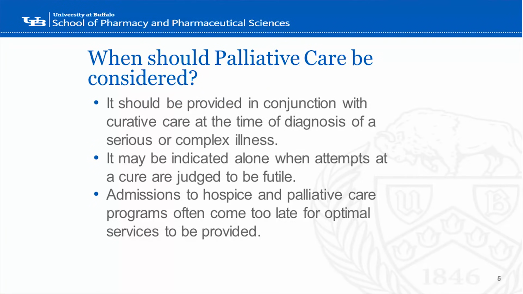So when should palliative care be considered for a patient? It should be provided in conjunction with curative care at the time of diagnosis of any serious or complex illness. It may be indicated alone when attempts at a cure are judged to be futile. Unfortunately, admissions to hospice and palliative care programs often come too late for optimum services to be provided.